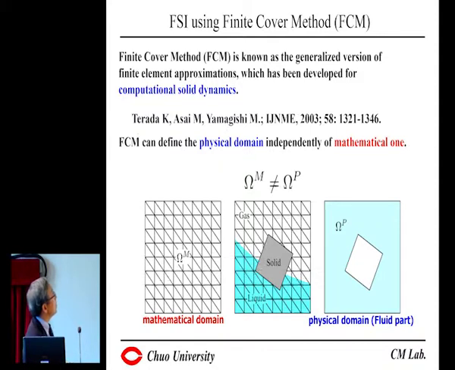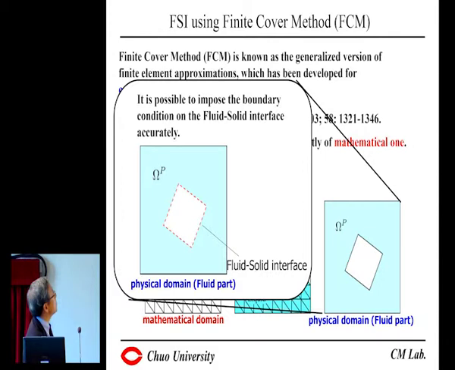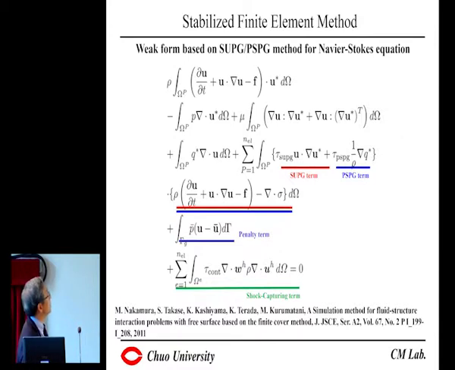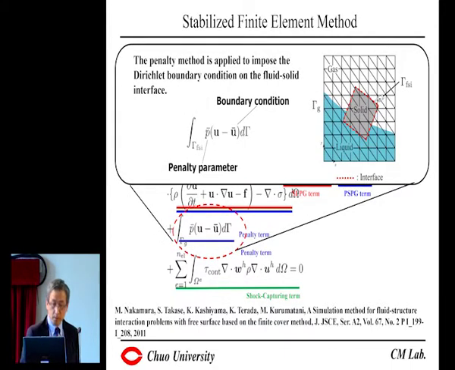The finite cover method is known as a generalized version of the finite element approximation, which has been developed for computational solid dynamics. FCM can define the physical domain independently of the mathematical domain like this. It is possible to impose a boundary condition on the fluid structure interaction interface accurately using a fixed grid. This is a weak form based on SUPG and PSPG, and this is a penalty term. We added this term to impose the Dirichlet boundary condition on a fluid solid interface like this.